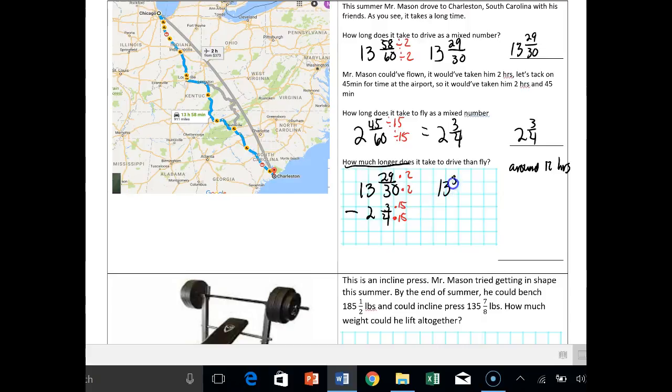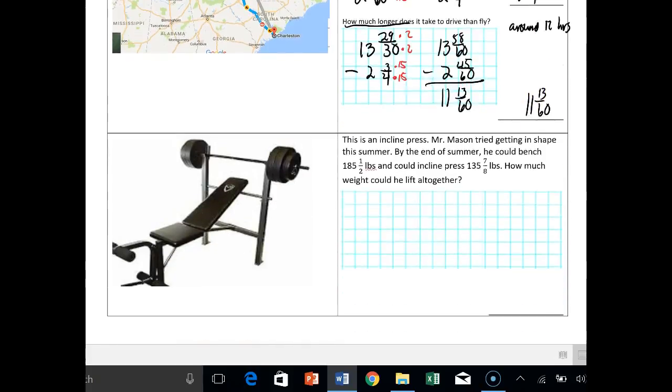So it's 13 and 58 over 60, right? They had the same denominator initially, and 2 and 45 over 60. So when I subtract that, I get about 11, and then 58 minus 45 is 13 out of 60. So 11 hours and 13/60ths of an hour longer to drive than to fly. Now, we said it's around 12. Are we around 12? We're a little bit off, but we're pretty close. We're in the ballpark, and that's what makes our answer a valid answer.